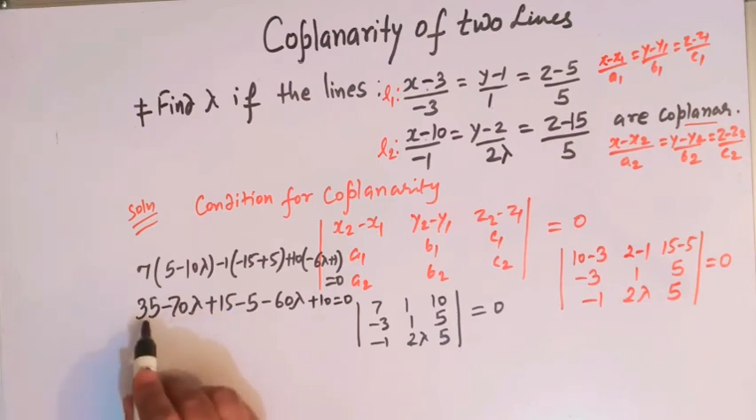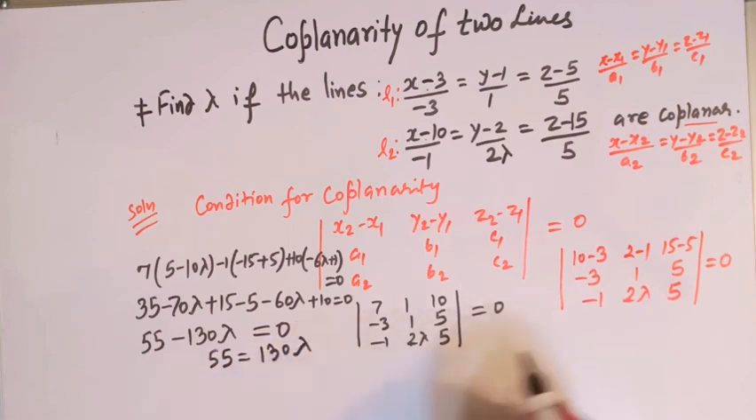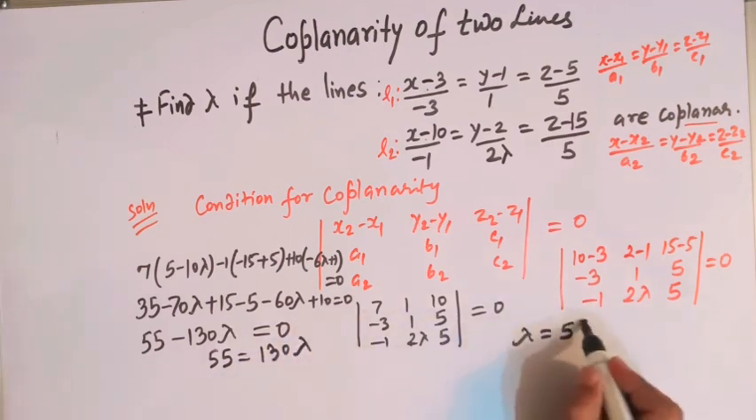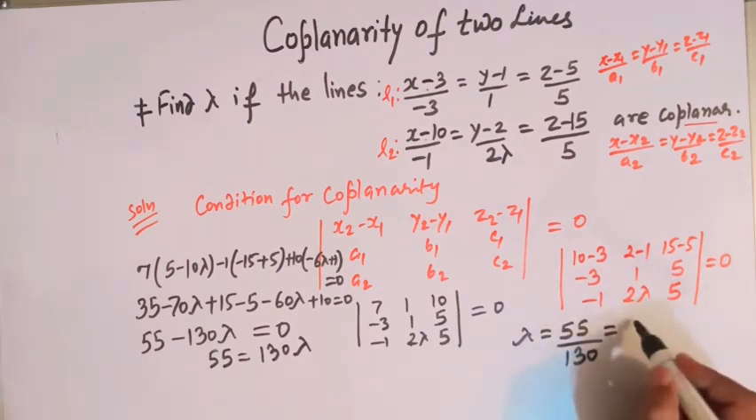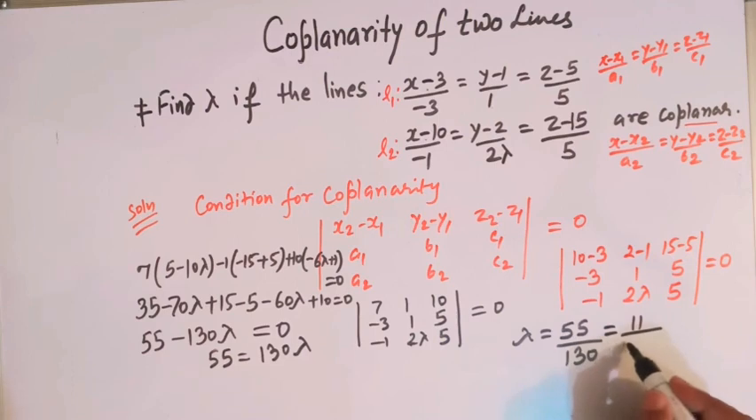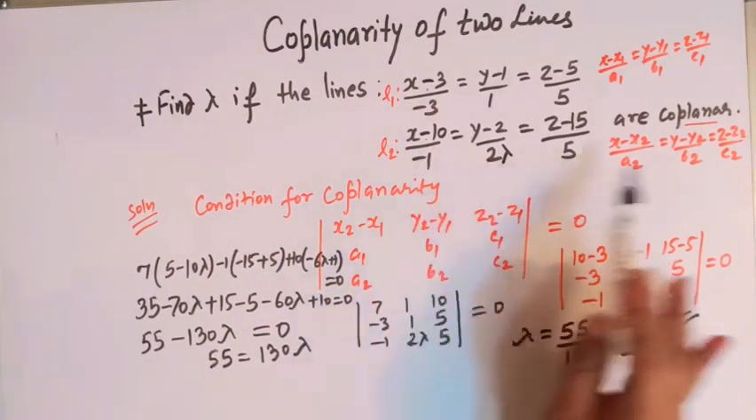So simplifying this expression, we have 55 minus 130 lambda equal to 0. This gives 55 is equal to 130 lambda, and lambda is equal to 55 divided by 130, and this is 5 11s are 55, and 5 26s are 130. So the required value of lambda is 11 by 26, for which these two lines are coplanar.